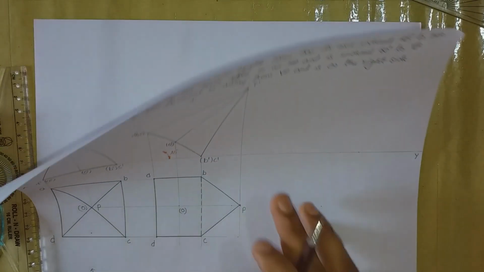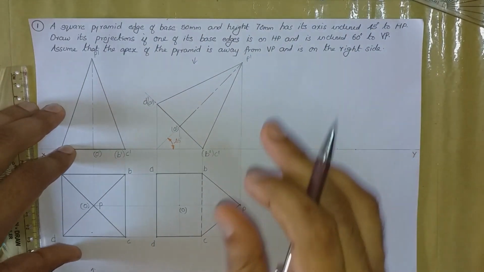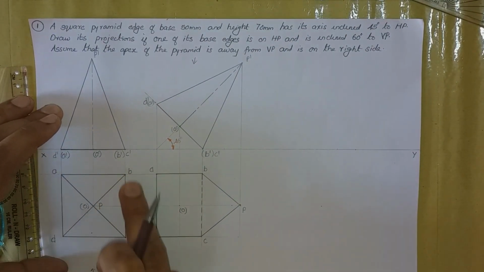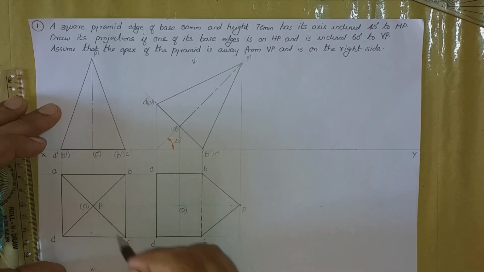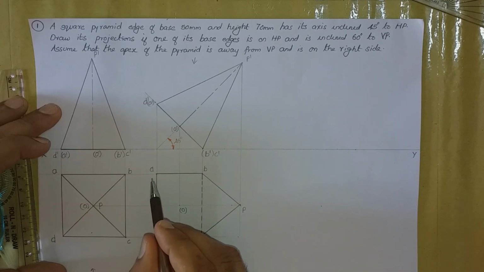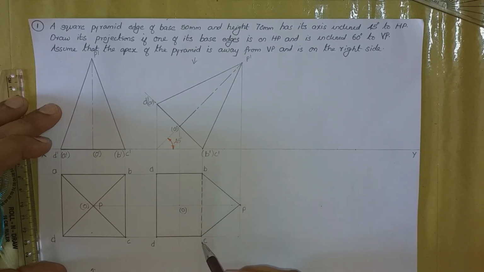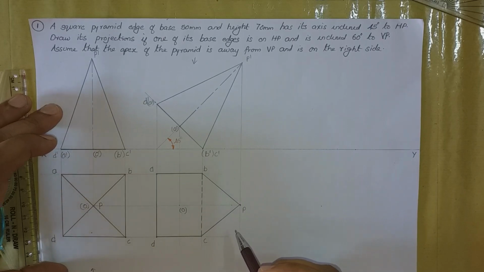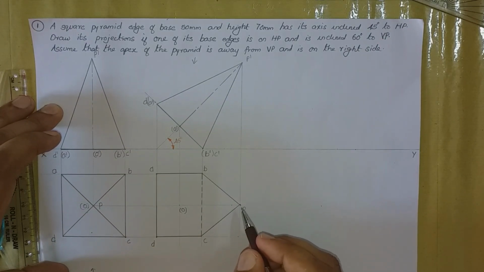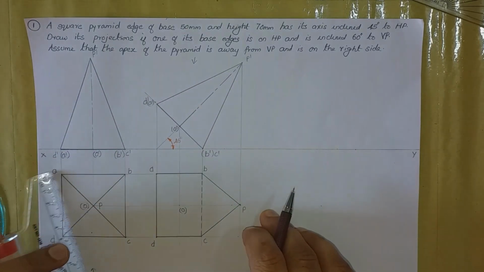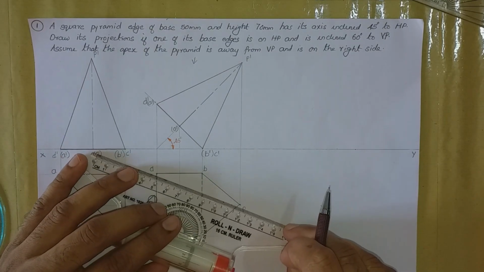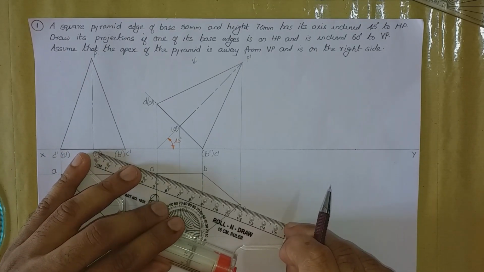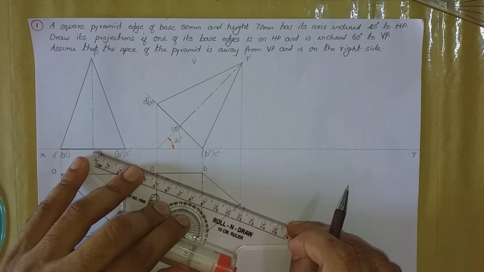Next procedure is, we have to check whether we have drawn all the base edges, that is AB, BC, CD and DA, and all the slanting edges, that is PA, PB, PC and PD. So here we have drawn all the base edges AB, BC, CD and DA. Now let us check whether we are done with all the slanting edges. So PA is one of the slanting edges. Here we have not drawn PA. So what about the visibility of PA? PA is visible or invisible?